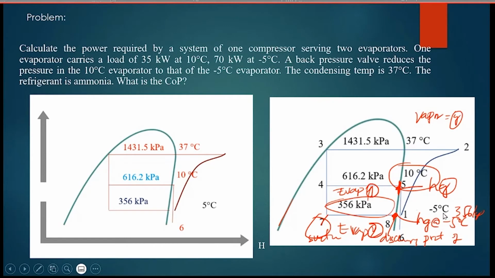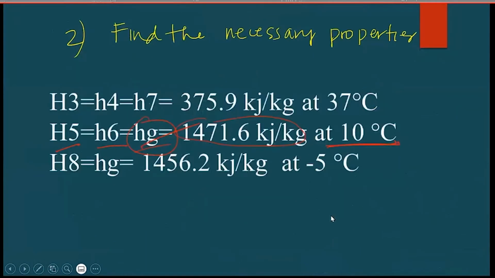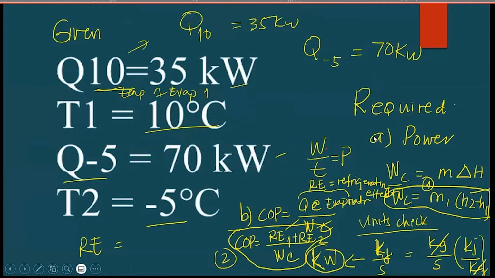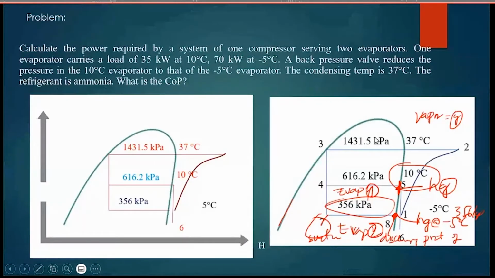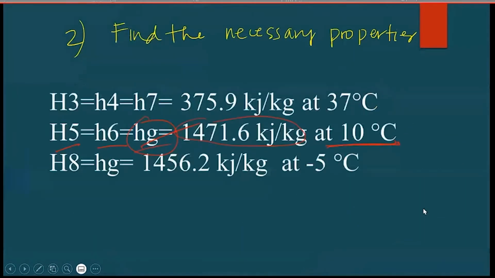So the saturated temperature of -5 will give you the saturated pressure, meaning the constant pressure at that bottom process. Then you will touch that point at the vapor line, so it will give you the enthalpy of gas at -5 degrees centigrade and 356 kilopascal. So easily you can get the H8. I think we're clear with that.